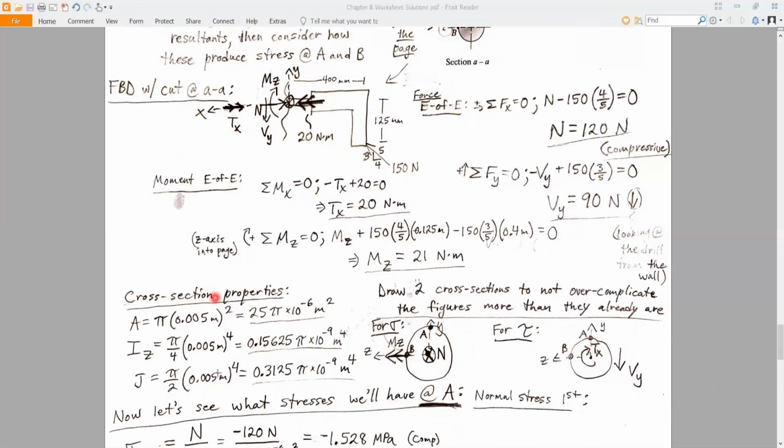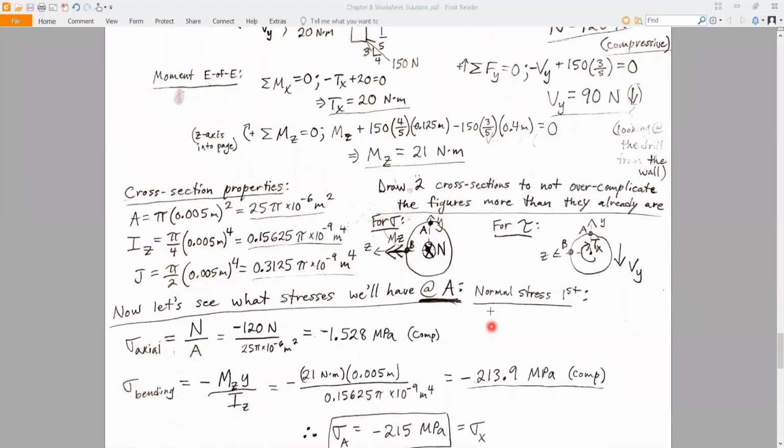Okay, so just to simplify things though, I wrote out some of the cross-section properties that we're going to plug into our axial stress, our bending stress, and our torsion formula, just to make things a little neater. Pi r squared, because it's a circle, pi over 4 times r to the 4th for our second area moment, and then our polar moment is pi over 2 r to the 4th. Put everything in meters squared, meters to the 4th, so that we'll end up with pascals.